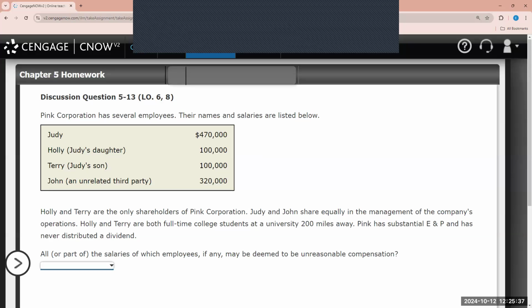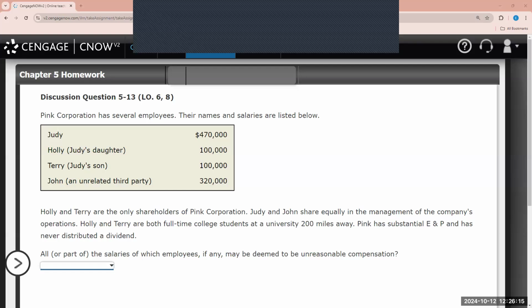We move on to the next question, and here it asks, all or part of the salaries of which employees, if any, may be deemed unreasonable compensation. So it states Holly and Terry are the only shareholders of Pink Corporation. Judy and John share equally in the management of the company's operations. Holly and Terry are both full-time college students at a university 200 miles away. Pink has substantial E&P and has never distributed a dividend.